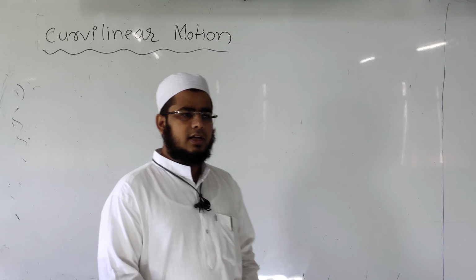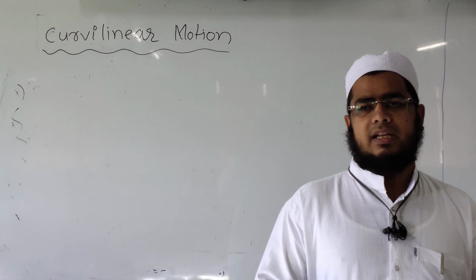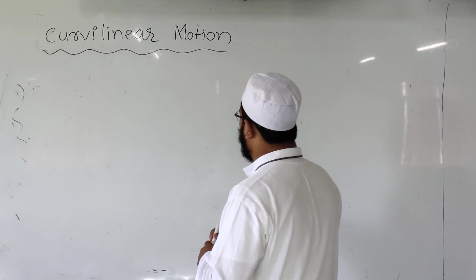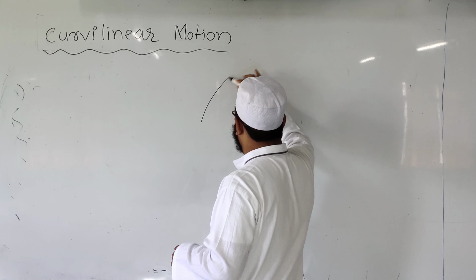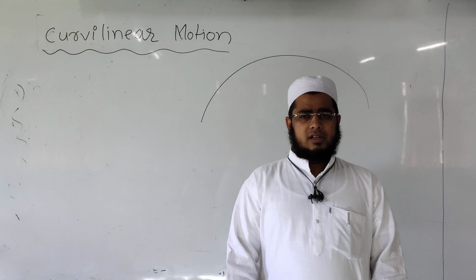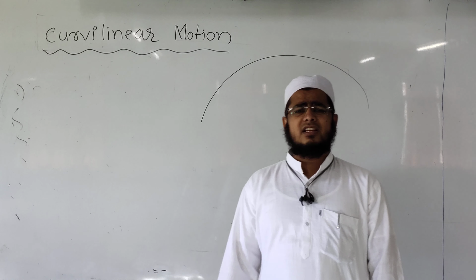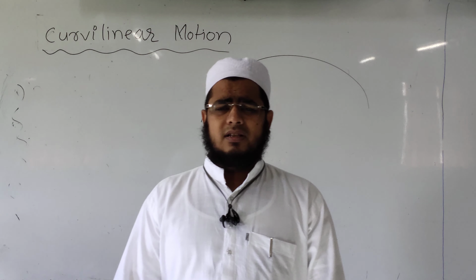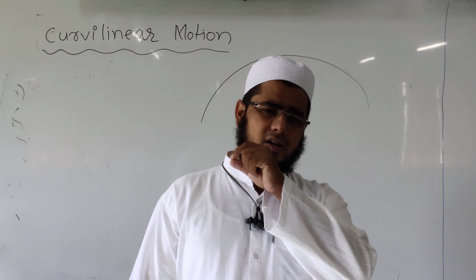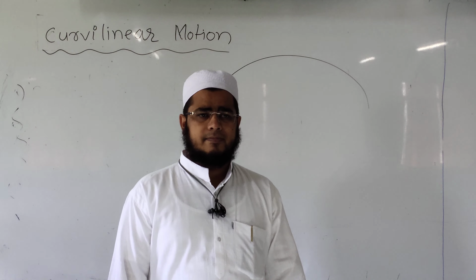Whenever a particle is moving along a straight line, it is considered as rectilinear motion. And when a particle is moving along a curvature, performing a circular path, then it is considered as curvilinear motion. In rectilinear motion, the motion of the particle will be along a horizontal direction or a vertical direction or along a particular line.